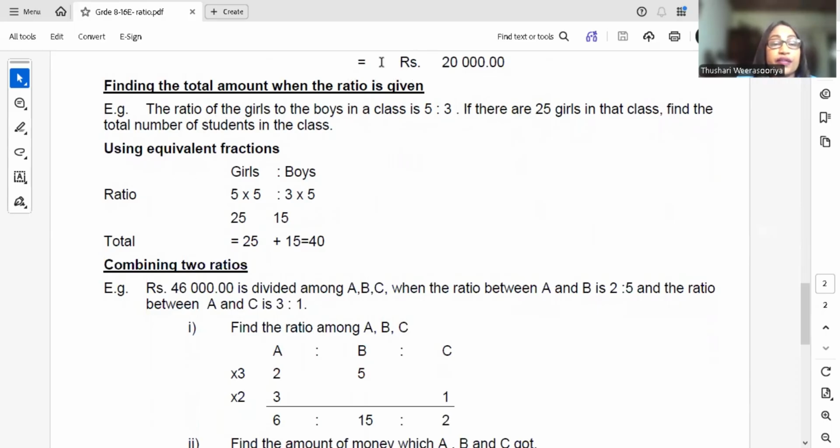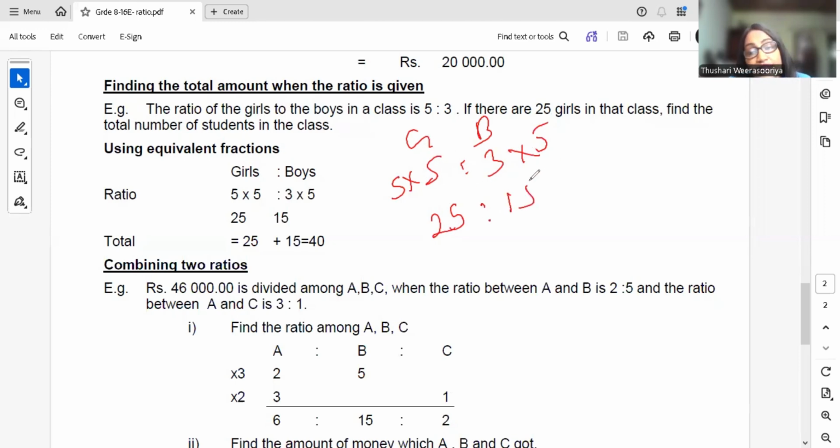Now we write this like this. Girls and boys. What's the ratio of girls and boys? 5:3. Right? There are 25 girls. Using equivalent ratios, 5 has become 25, multiplied by 5. Then this is also multiplied by 5, since that is an equivalent ratio. That is 15. Then there are 25 girls and 15 boys. They are asking how many students there are in total. Then you add all, that is 40. Right? Okay.